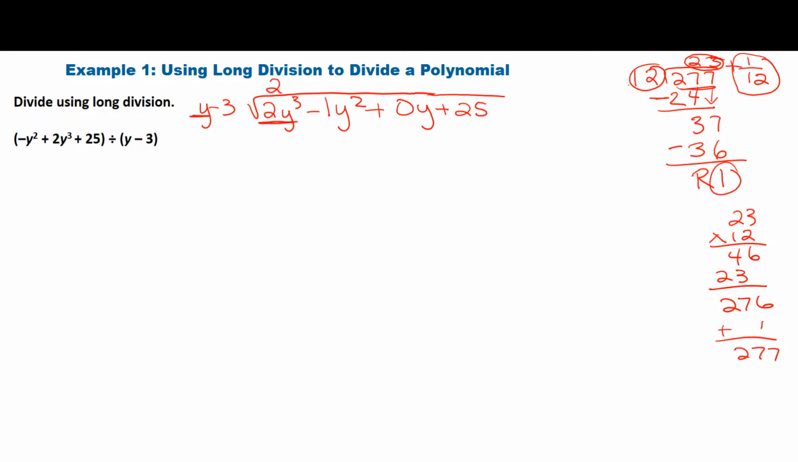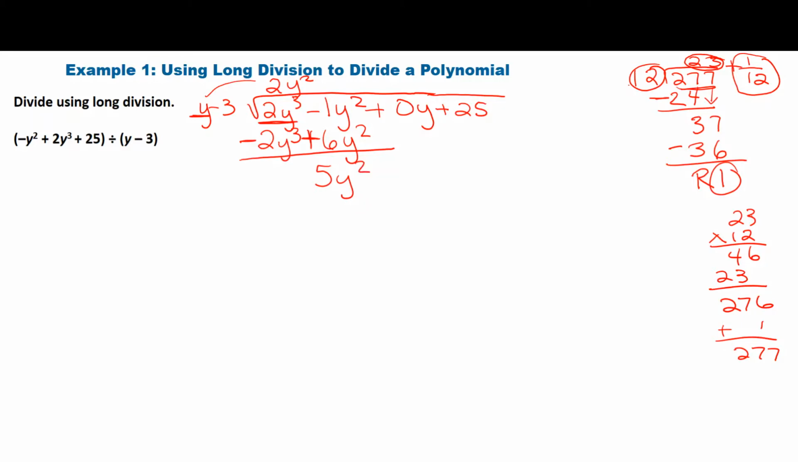What number can y multiply by to get to 2y to the third? Well, I know that would be 2y squared. And 2y squared times y is 2y cubed. And then 2y squared times negative 3 is going to be negative 6y squared. All right, and now I'm going to subtract. Remember, when I subtract, I have to change the signs on both pieces. So instead of subtraction, it's now addition on this second 6y squared. So 2y cubed minus 2y cubed is 0. Negative 1y squared plus a positive 6y squared is a positive 5y squared.